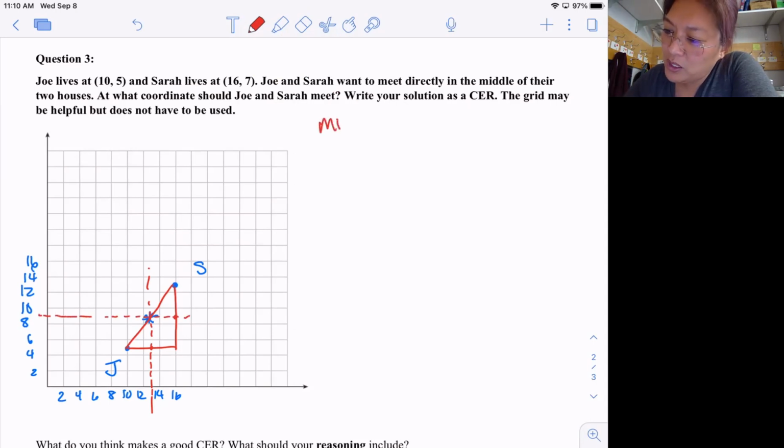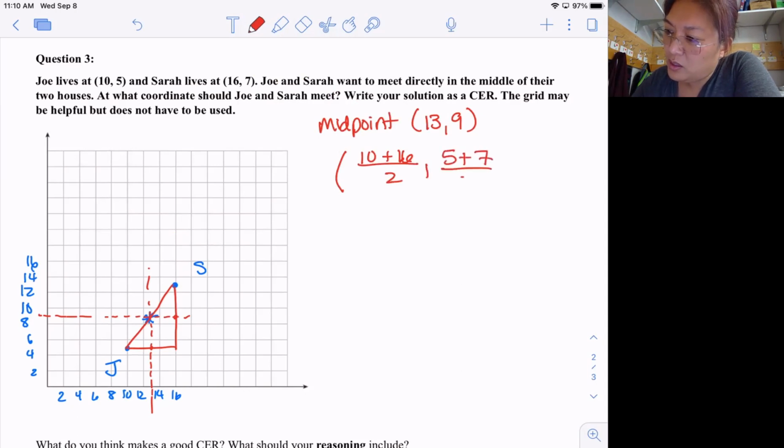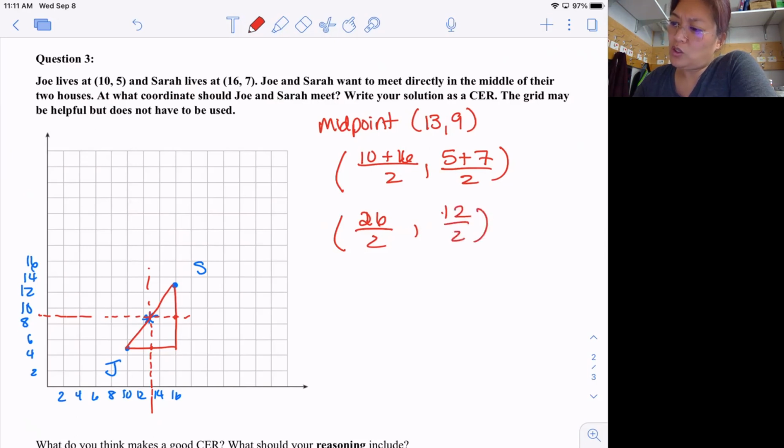That means our midpoint is at 13.9. We could also use the midpoint formula, where we're going to go 10 plus 16 over 2 and 5 plus 7 over 2, which is 26 over 2. And that feels wrong. 5 plus 7 is 12 over 2, which means our midpoint should be 13.6.